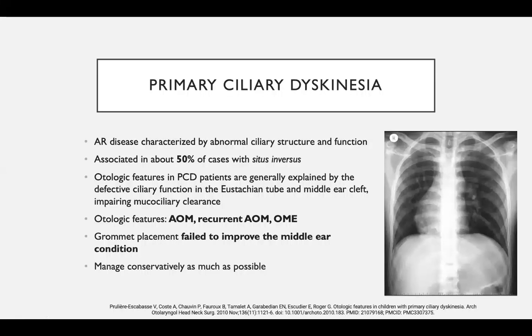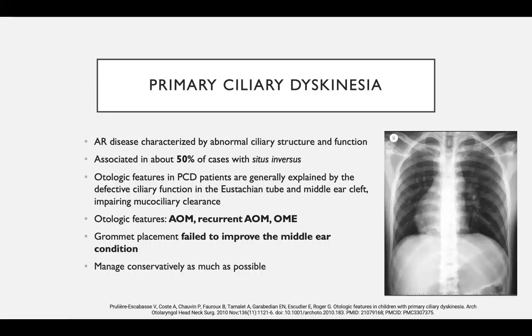So moving on to PCD, or primary ciliary dyskinesia. This is an autosomal recessive disease which is characterized by abnormal ciliary structure and function. It's associated in about 50% of cases with situs inversus, which is why I put this chest X-ray up. So it's important to do a chest X-ray and make sure there's no dextrocardia. Although they might have PCD and not have dextrocardia, so that should be borne in mind.